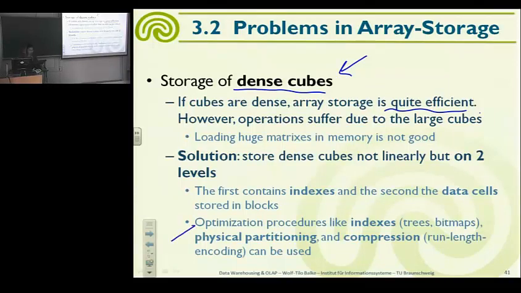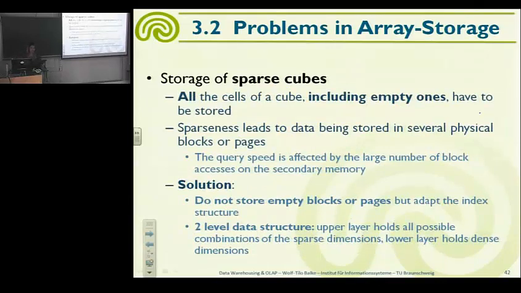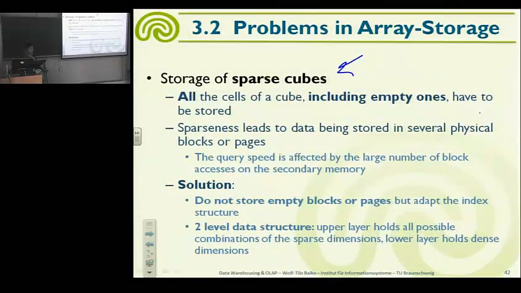And of course, there are also optimization procedures that we'll talk about in the next lecture, like partitioning, or you could also always do some kind of compression and encoding. These we'll look at in the next lecture, but using a 2-level structure is rather a smart thing to do. A similar problem, relatively speaking, is having sparse cubes, and that's on the other side.